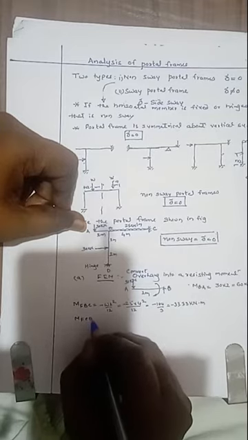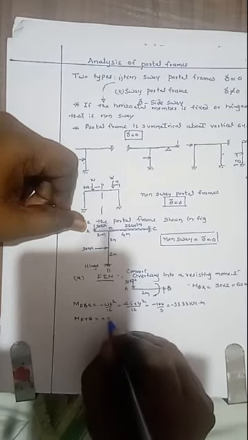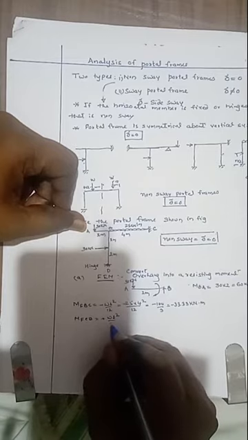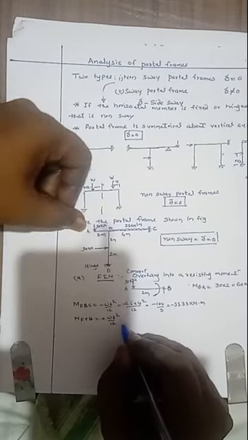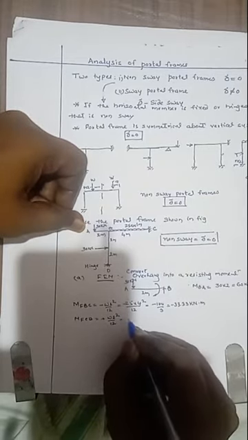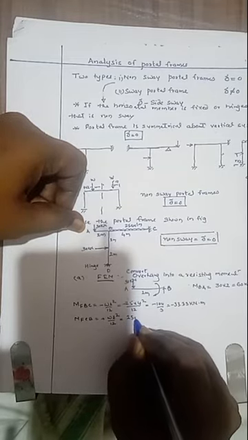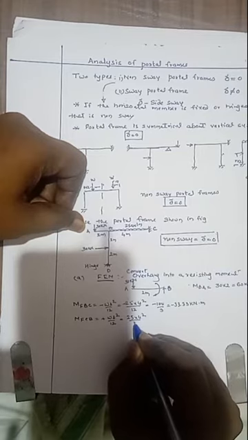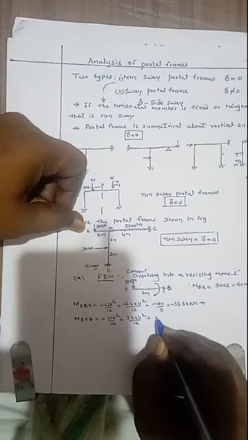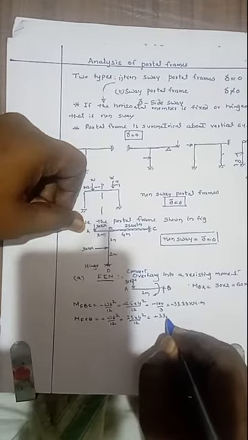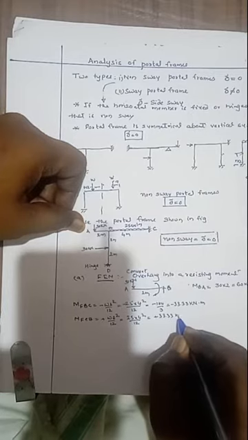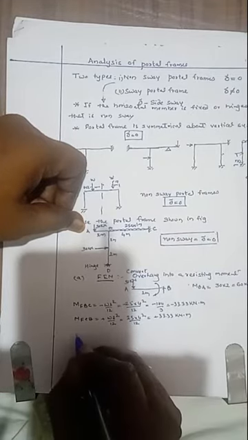MFCB is plus WL square by 12. At the left end it is negative, that is anti-clockwise. At the right side it is positive, hence that is 25 into 4 square divided by 12, that one is clockwise, that is plus 33.33 kilonewton meter. Here this one is the fixed end moment.